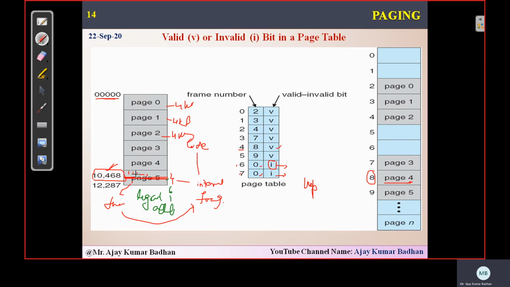Now, as per the rule, whatever we are saying, till 10,468 bits, it should be valid. What about the remaining? That should be invalid. But as per the terminologies and the technique we are using here, from 10,468 to 12,287, it is showing it as a valid bit.